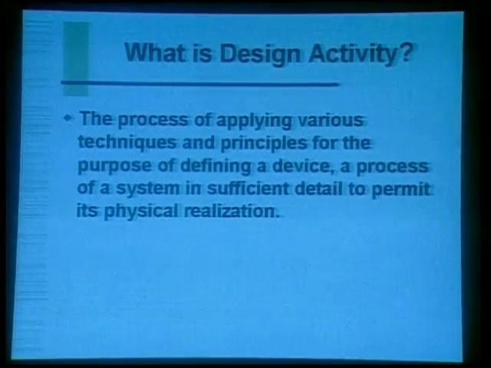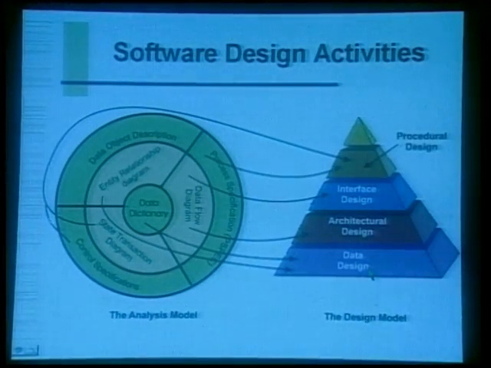Design is the process of applying various techniques and principles for the purpose of defining a device, a process or a system in sufficient detail to permit its physical realization. Of course, in our case, the device is the software. So basically, design is concerned with giving the details of the system in such depth that the system can be built. The basic design models prepared during the software design phase are the data design, the architectural design, the interface design, and the procedural design.